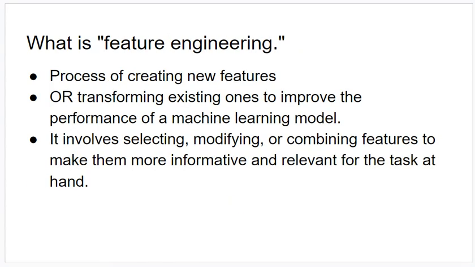The interviewer can ask you what exactly the feature engineering stage is. Feature engineering, as we have discussed before, is the process of creating new features and transforming the existing features of the data set to improve the performance of the machine learning model. Maybe there are some improvement areas in our data set that can help in improving the model. It involves selecting, modifying, and combining features to make the data sets more informative and relevant for the task at hand. So this is the feature engineering stage in data science.